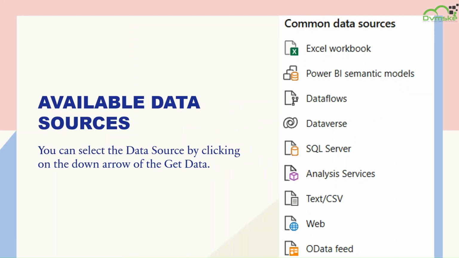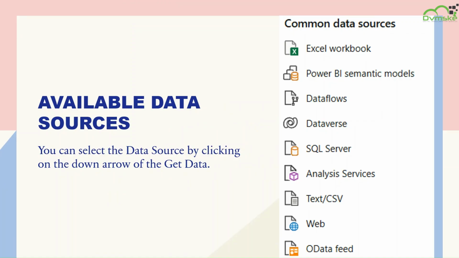Now, let's talk about the available data sources in Power BI Desktop. It supports a wide range of connectors. You can import data from Excel, SQL Server, SharePoint, Web APIs, and many more. You can access them by clicking on Get Data and then selecting the appropriate source from the list or drop down. This flexibility makes Power BI extremely powerful for working across different platforms.